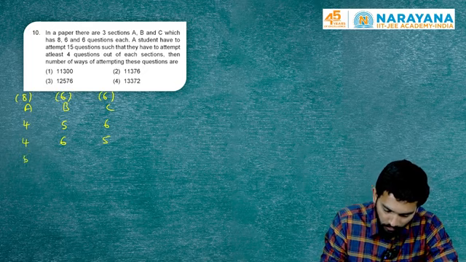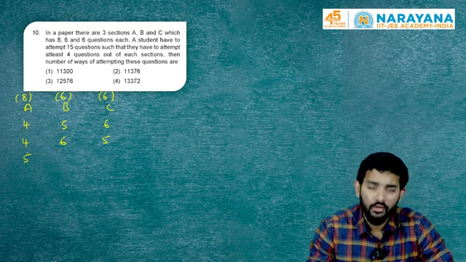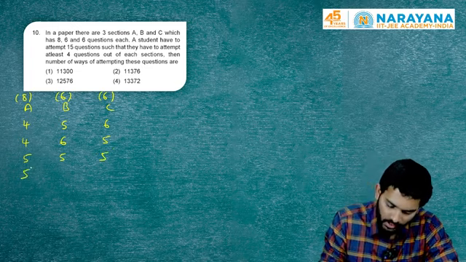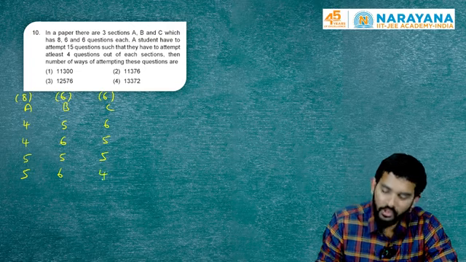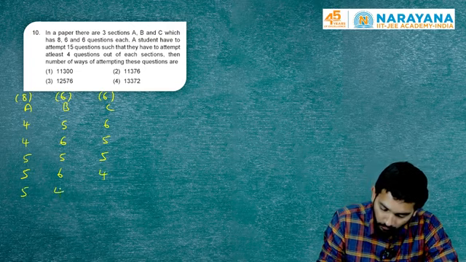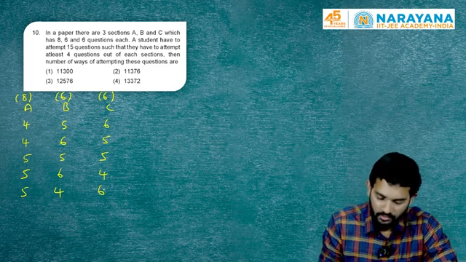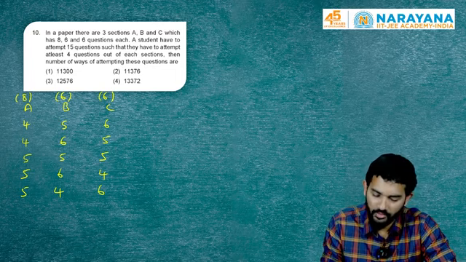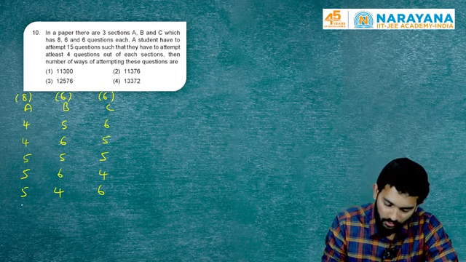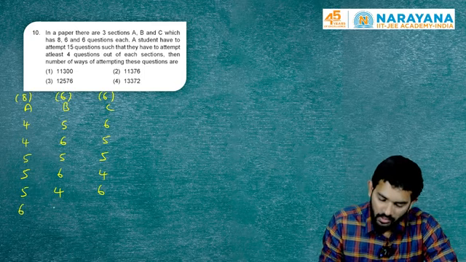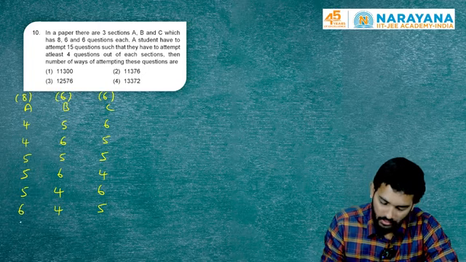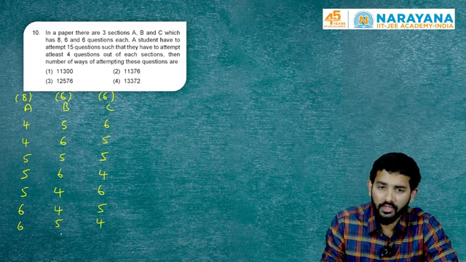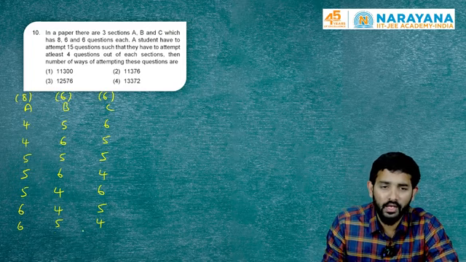Next, if I am going with the case of 5 from A, the next least number will be 5, and 5 5 5 I can take. If I am taking 5 here, I can take 6 here and 4 here, and I can take 4 here and 6 here. There are no other possibilities, because I cannot take 7 from B or C, which means these are the only possibilities with 5. Then if I am taking 6 here, if I take 4 here, I have to take 5 here. If I am taking 5 here, I have to take 4 here. If I am taking 6, then I cannot take 3 from C, because I should take at least 4.